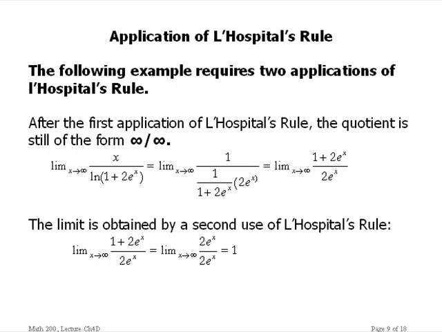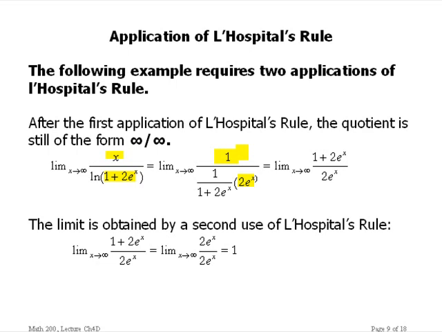So the derivative of x is 1. The derivative of the natural log of 1 plus 2e to the x, well, the argument of the natural log goes in the denominator. 1 plus 2 times e to the x goes in the denominator. Then I have to take the derivative of 1 plus 2e to the x, which is just 2e to the x. Okay.